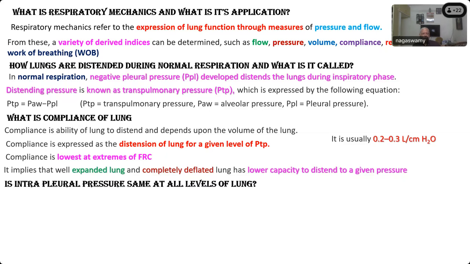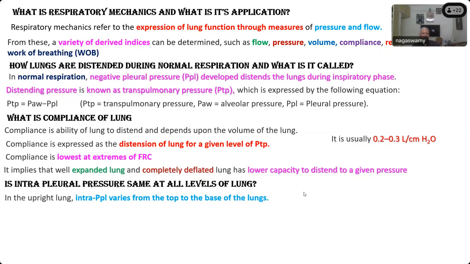If you take a person sitting straight up, from the apex of the lung to the base of the lung, is the intrapleural pressure the same everywhere or is it different? A difference, sir. It is slightly different. Not only slightly different, but remarkably different. For that, the upright lung intrapleural pressure varies from top to the base of the lungs.